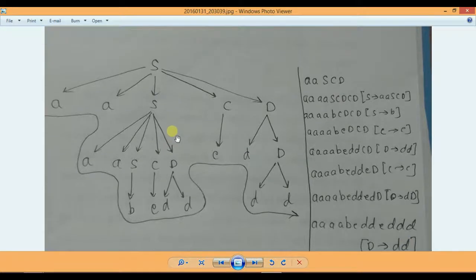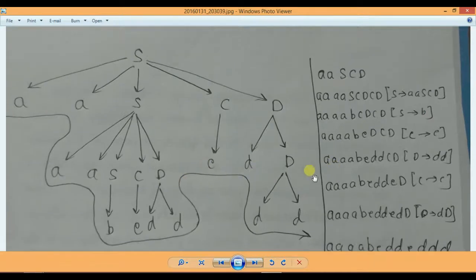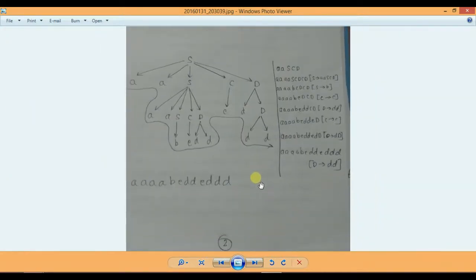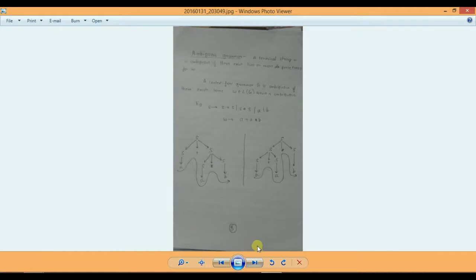An important property of this parse tree which I must state is that the leaf nodes will not be a variable. The intermediate nodes may be a variable, may be a terminal, but the leaf nodes will always be a terminal. This is pretty obvious actually, but still I thought I should say it.